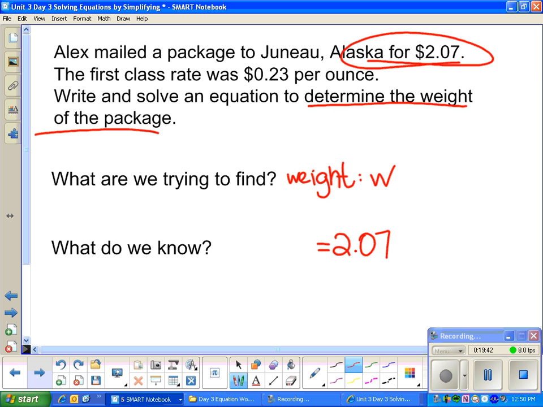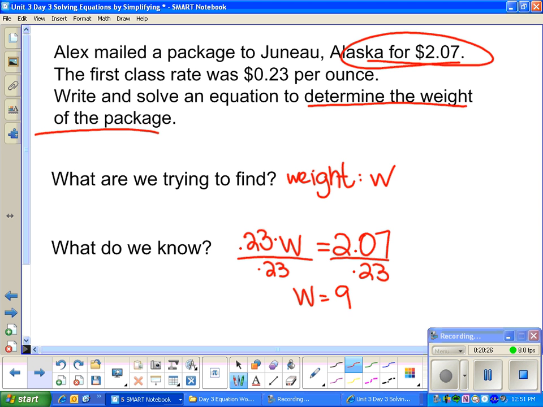I'll write this equation as 0.23 times however many ounces I have, which will give me $2.07. Okay, to get the weight by itself, I divide by 0.23. W is equal to, I'm grabbing my calculator, 2.07 divided by 0.23, and my answer is 9.